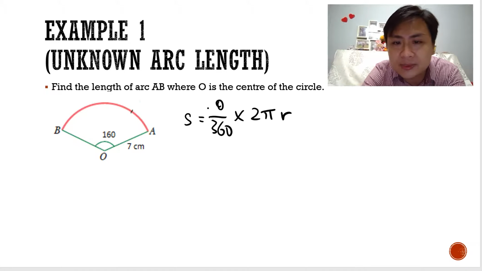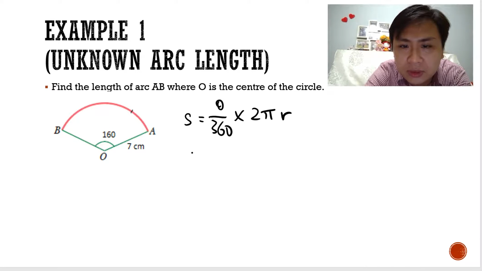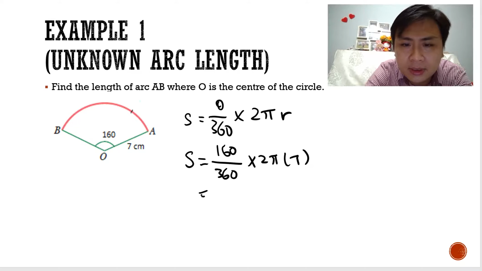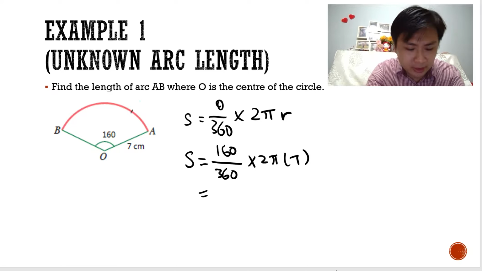So substitute all the values inside. Theta will be 160 degrees. The radius will be 7 cm. So we'll substitute all these given values inside. Your arc length is the unknown value. We substitute 160 into theta, and we substitute r with 7. So press your calculator now. After pressing your calculator, you will get a value of 19.5477.